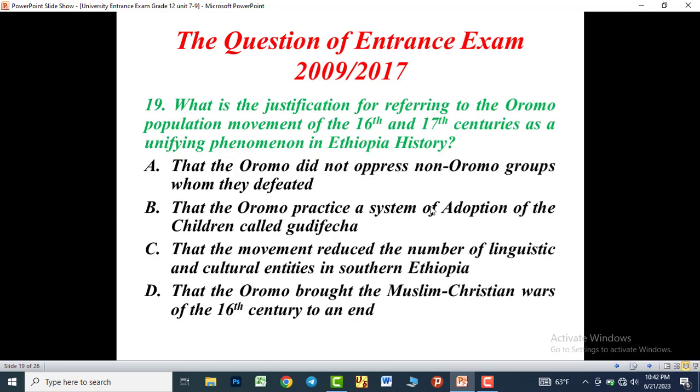Question number 19. What is the justification for referring to the Oromo population movement of the 16th and 17th centuries as a unifying phenomenon in Ethiopian history? A. That the Oromo did not appear in Oromo groups whom they defeated. B. That the Oromo practiced a system of adoption of children called Gudifecha. C. That the movement reduced the number of linguistic and cultural entities in southern Ethiopia. D. That the Oromo brought the Muslim-Christian war of the 16th century to an end.